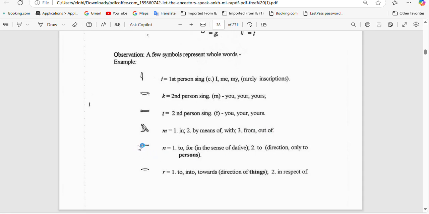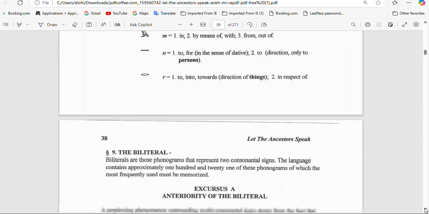Then you have the N again. Number 1 is to, from, in the sense of dative. And then number 2, to, as in direction, only to persons. And then you have the R: to, into, towards, direction of things, in respect of. Let's go a little bit further.